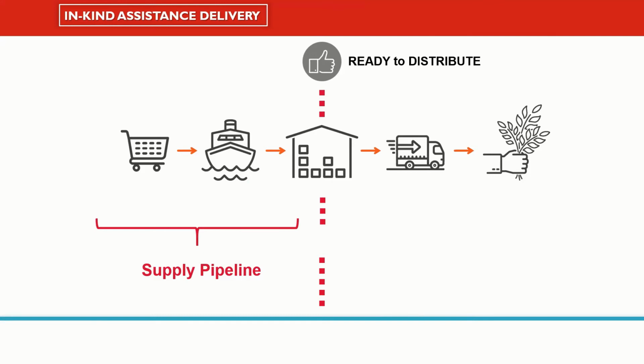Once the goods leave the warehouse, the distribution process begins. This could be as simple as trucks taking goods from one warehouse directly to the distribution site, or there might be several steps in the distribution process as well.